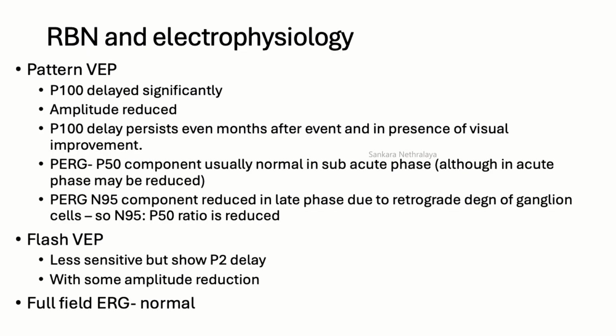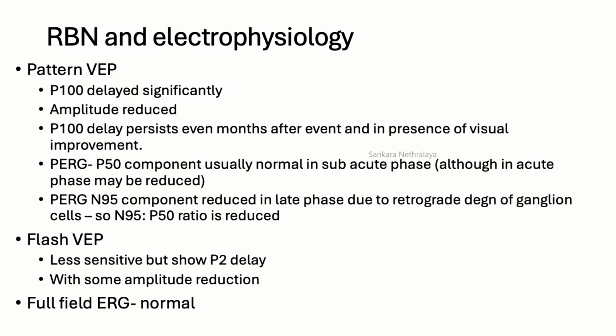PERG, if you do, the P50 component is usually normal in the subacute phase because the ganglion cells are not affected. The first part of the PERG, contributed from the macula, the cones and photoreceptors, is not affected, the P50 component, okay? N95 component is reduced in the late phase more because of retrograde degeneration, okay?